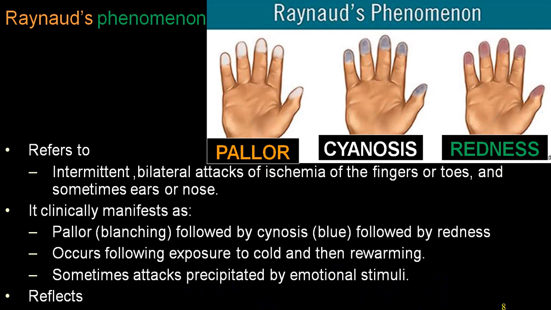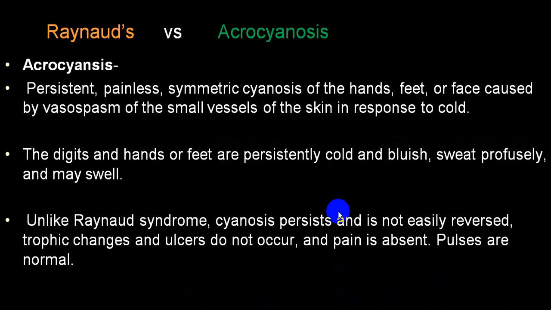cyanosis, followed by redness. There is another word called acrocyanosis, which is persistent, painless, symmetrical cyanosis of hand, feet and face caused by vasospasm of small vessels on exposure to cold. The digits, hands, feet are persistently cold and bluish. There is sweating and there may be appearance of edema.